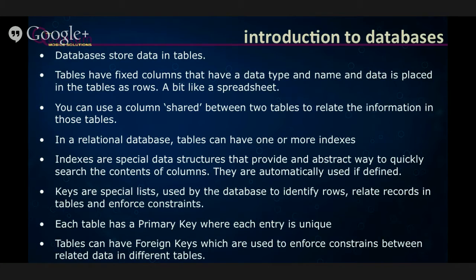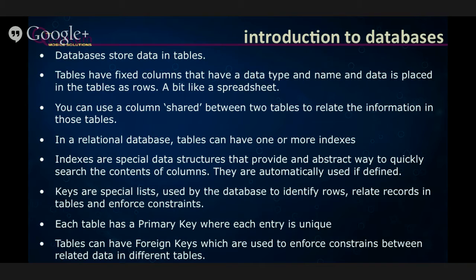So what is a database? Well, databases store data in tables, and those tables have fixed columns that have a specific data type, and the columns are obviously named, and then data is placed in those tables in rows. So basically, think of the table as an Excel spreadsheet. And each table is like its own Excel spreadsheet that you can sort through. Now you can use a column that's shared between 2 tables to relate information. So for example, if you had customer information and you had a customer ID, and then you had another table with order information, you might have customer ID in there as well, so that you can relate the 2 sets of information together.